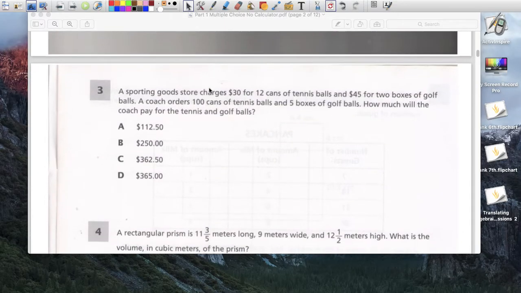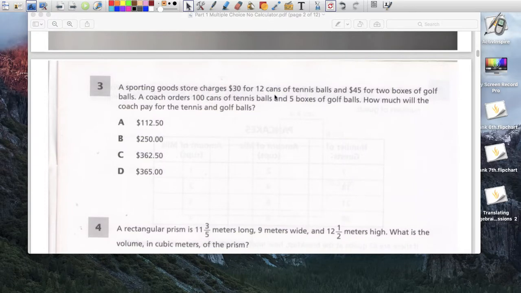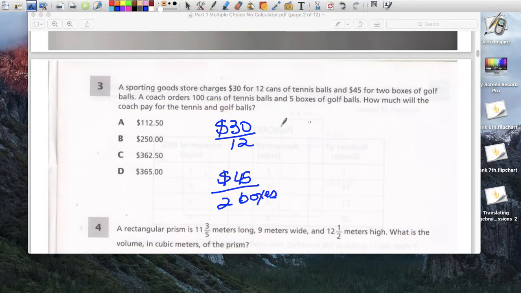3. Sporting Goods charges $30 for 12 cans, so I'm going to write money on top. $30, I can buy 12 cans. And $45 for two boxes of golf balls. A coach ordered 100 cans of tennis balls and five boxes of golf balls. How much would the coach pay for them?